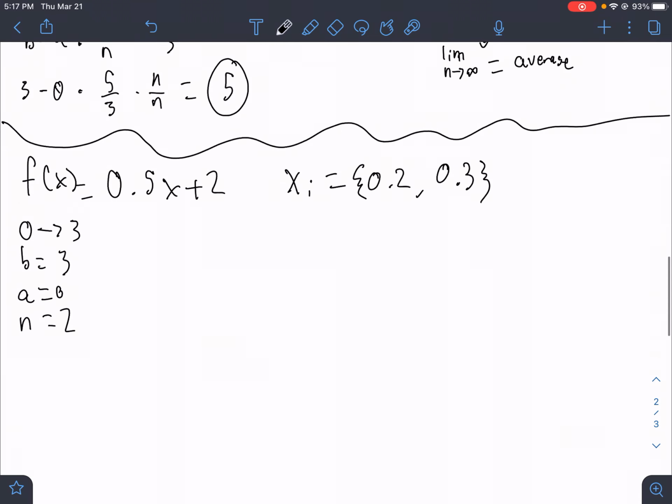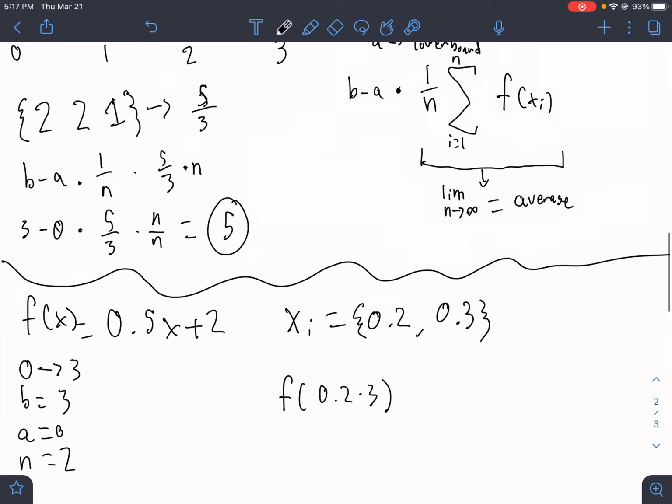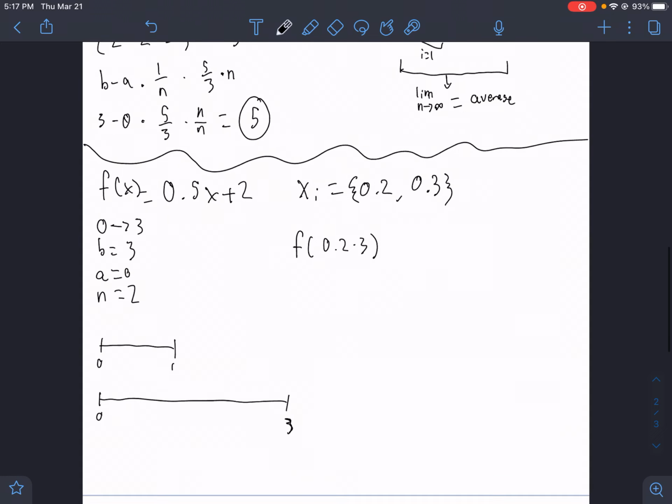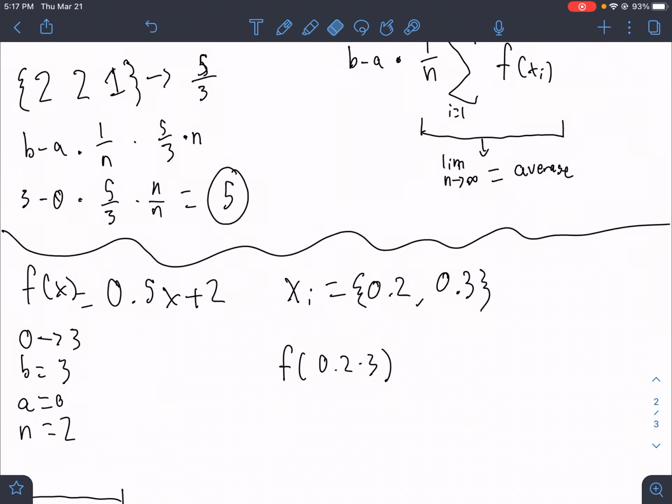So we took samples from here, but we are using an integral that's from 0 to 3. So we need to just multiply all of our samples by 3 before we put them into our function, right? So actually what we're going to be doing is this. Okay, so now that that's clear, let's just do the math.